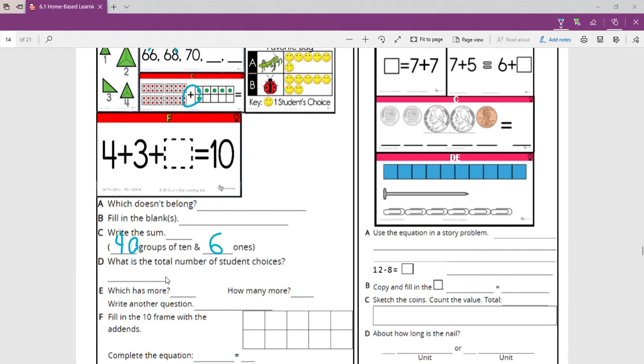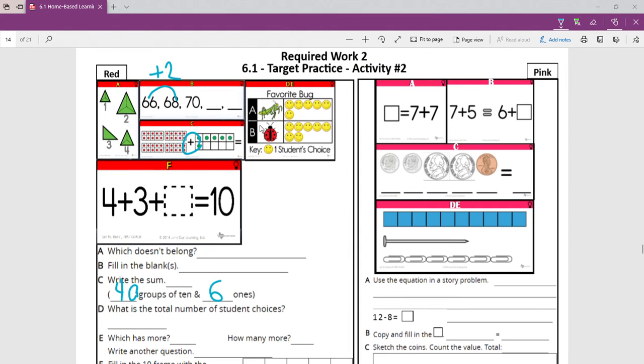Look at D. Now we're going to look at this table. Let's look at the table for a little bit. This is a favorite bug. So they asked students what their favorite bug is. A is a grasshopper, and each smiley face is for one student. And B is for the ladybugs. This amount of students voted for a ladybug as their favorite bug.